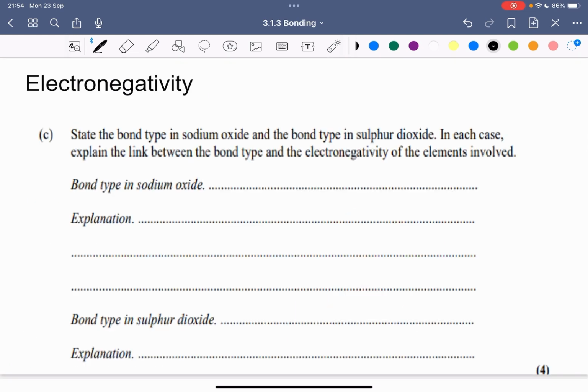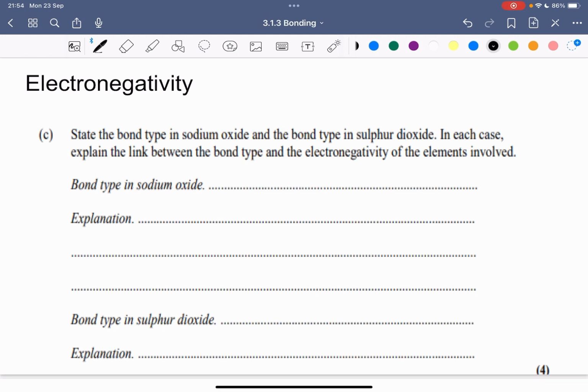Alright, here's an exam question for you to try. Pause the video, try it yourselves, and play to see the answers. State the bond type in sodium oxide and the bond type in sulfur dioxide. In each case, explain the link between the bond type and the electronegativity of the elements involved.